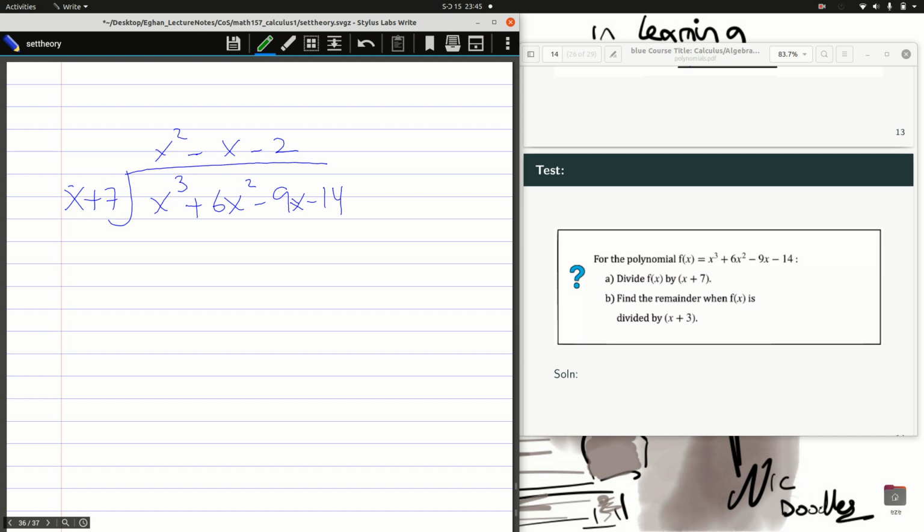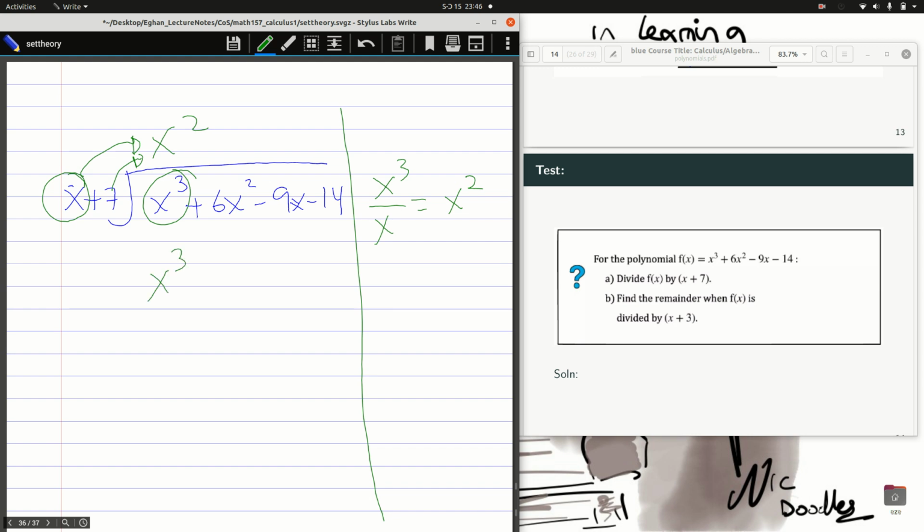We are given a polynomial of this form, x cubed plus 6x squared minus and so on, and we are asked to divide by x plus 7. So what do you do first? This guy will have to divide the first term. So x cubed over x, I'm going to get x squared. So I write x squared here, and then I multiply. When I multiply again, x cubed plus 7x squared. You subtract. Don't forget, you always have to subtract.